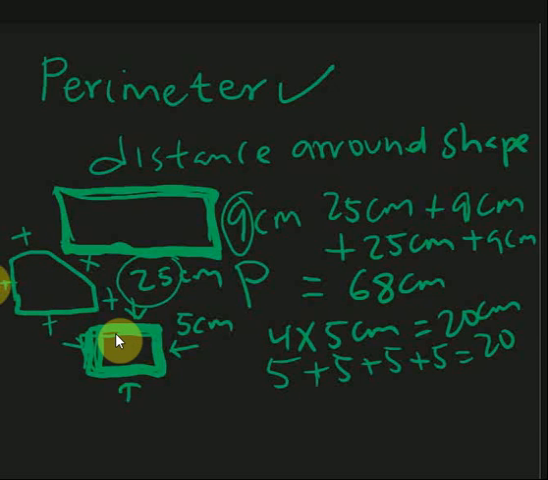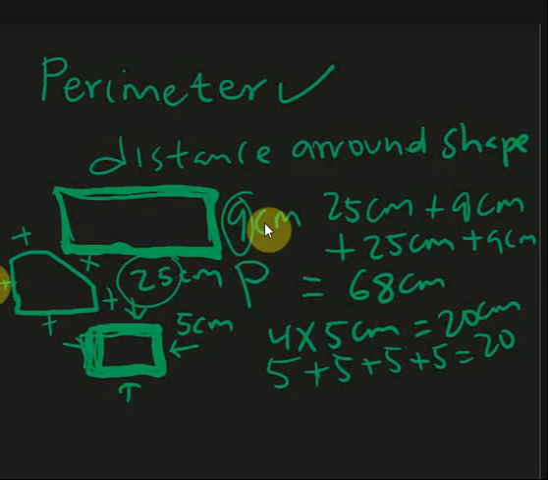This is also a square. So a square, as you can see, all sides are equal. If this is 5 centimeters, here is 5, here is 5, here is 5. For a square, you can use multiplication. You can say 1 side, 2 side, 3 side, 4 sides times what? 5 centimeters. You get 20.